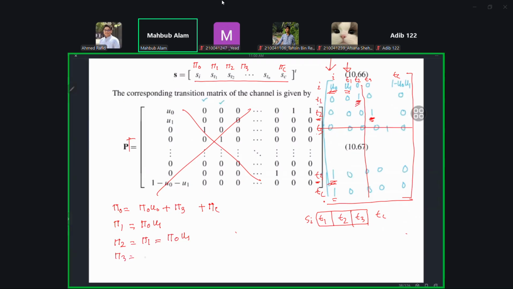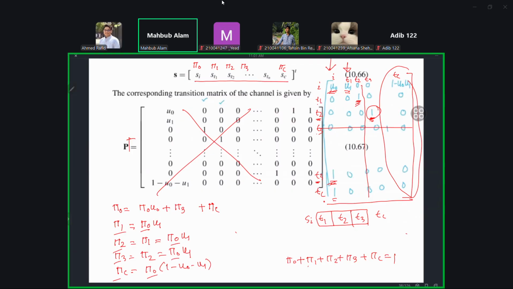Pi 3 will be from this column, equal to pi 2, and will be equal to pi naught times u1. And finally, the equation for pi c will be from this column, and will be pi naught times 1 minus u naught minus u1. So from each of the columns, we will have one equation. And finally, we have the equation pi naught plus pi 1 plus pi 2 plus pi 3 plus pi c equal to 1. Fortunately, for all of the equations, pi naught, pi 1, pi 2, pi 3, and pi c, we have represented the equation in terms of pi naught.